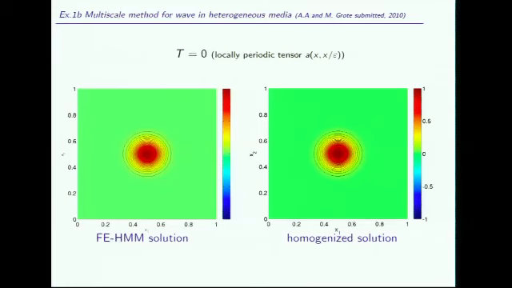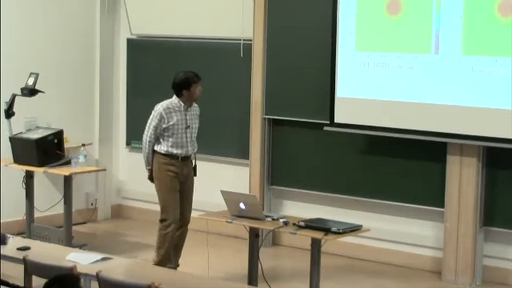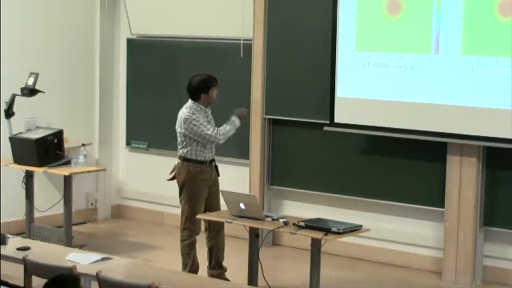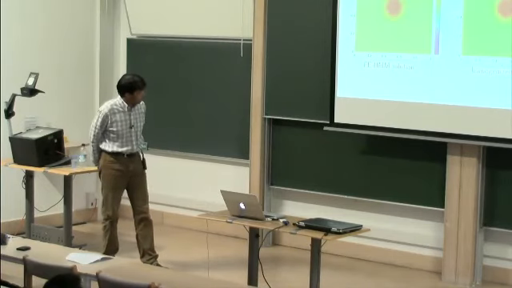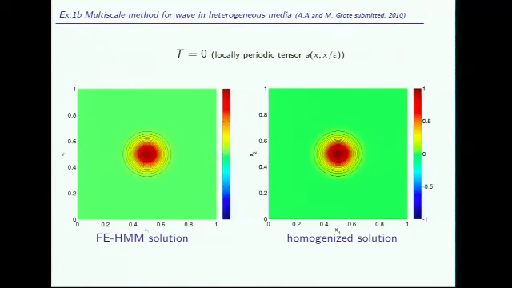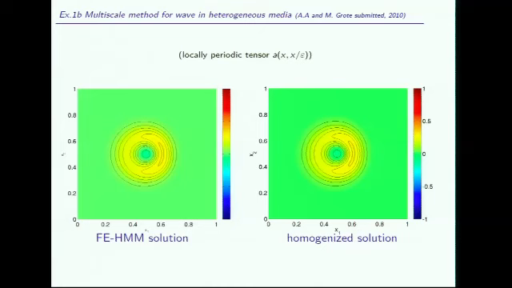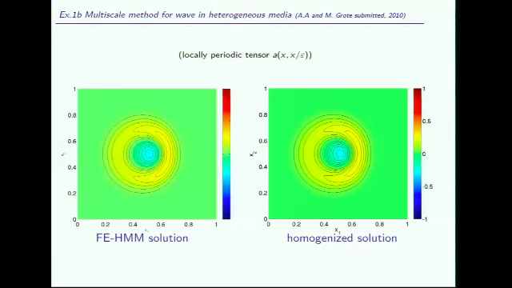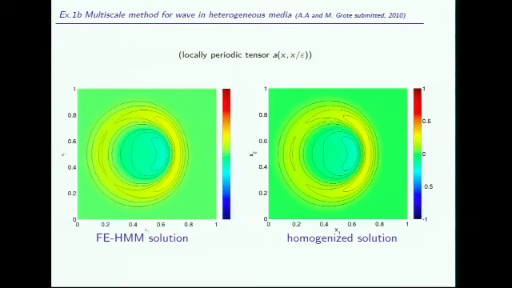So here we have another example. The example is a wave. Okay, so we have an expanding Gauss pulse. Here on the right side we have the homogenized solution. I will tell in a minute what that is. Here we have the numerical homogenization solution, the so-called FEHMM, which stands for finite element heterogeneous multiscale method, and the medium is anisotropic, and we see how the pulse evolves, where we compare the numerical homogenization method and the homogenized solution. Okay.